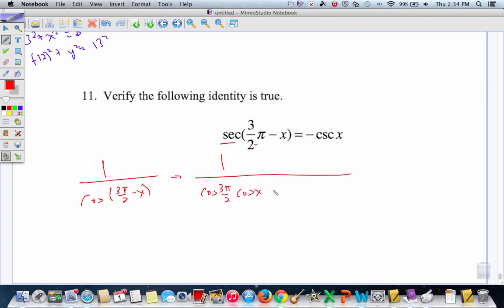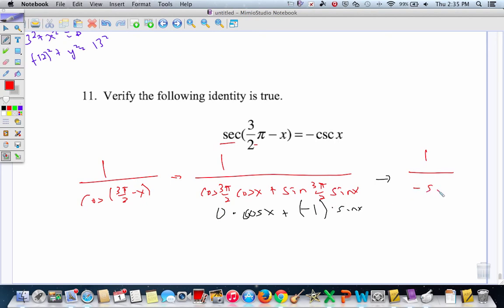Leaving my numerator as 1, I'll expand this difference formula out to be cosine 3 pi over 2 times the cosine of x plus the sine of 3 pi over 2 times the sine of x. We'll make our substitutions from our unit circle. 3 pi over 2 is 270 degrees, so the cosine of 3 pi over 2 is 0. So 0 times the cosine of x, and the sine of 3 pi over 2, or the sine of 270 degrees, is -1 times the sine of x.